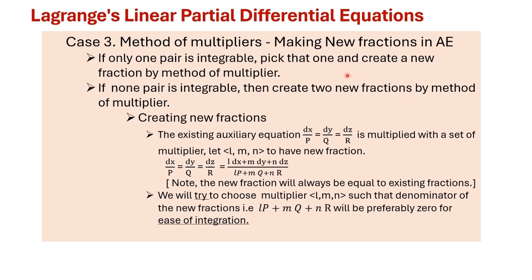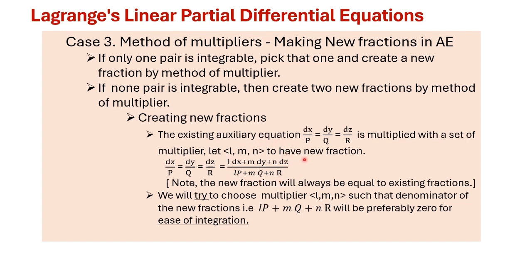Creating new fractions. To the existing auxiliary equation, we have to multiply a set of multipliers like L, M, N, and we get this fraction, that is L into dx is L dx, M into dy is M dy, N into dz is N dz, and L into P plus M into Q plus N into R is LP plus MQ plus NR. Here this is a new fraction, and this new fraction is always equal to the existing fraction.